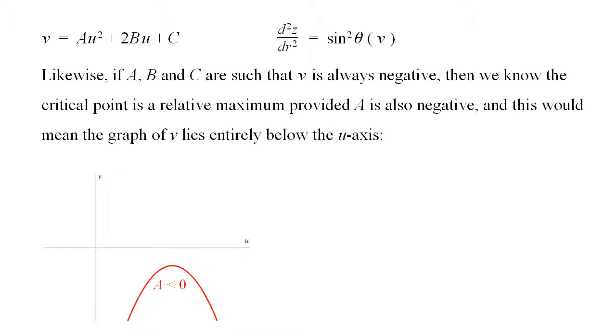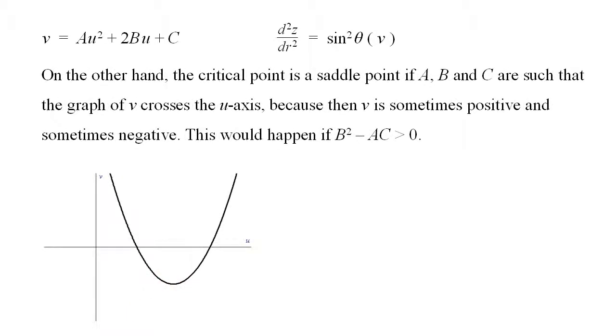Likewise, if a, b, and c are such that v is always negative, then we know the critical point is a relative maximum, provided a is also negative. And this would mean the graph of v lies entirely below the u-axis. Once again, for this to happen, we would have to have b squared minus ac negative. On the other hand, the critical point is a saddle point if a, b, and c are such that the graph of v crosses the u-axis, because then v is sometimes positive and sometimes negative. And this would happen if b squared minus ac is positive.